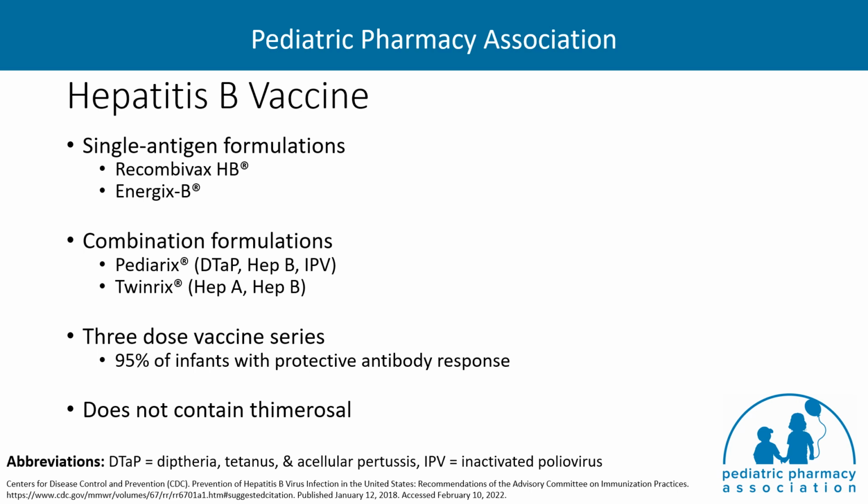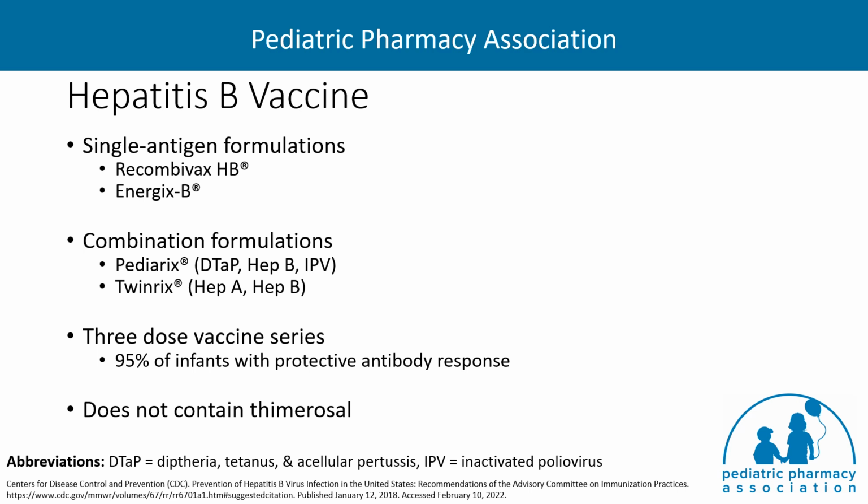You will see varying practices at many institutions, but remember to keep that in mind with the minimum dosing interval for subsequent doses. As a reminder, the hepatitis B is a 3-dose vaccine series, with 95% of infants having protective antibody response. One important counseling point that frequently comes up with families is to go over the lack of thimerosal in these immunizations. Thimerosal, if you're not familiar, is a mercury-based preservative that was utilized for many years in multi-dose vials. And it's important to let families know that none of these vaccines contain thimerosal.